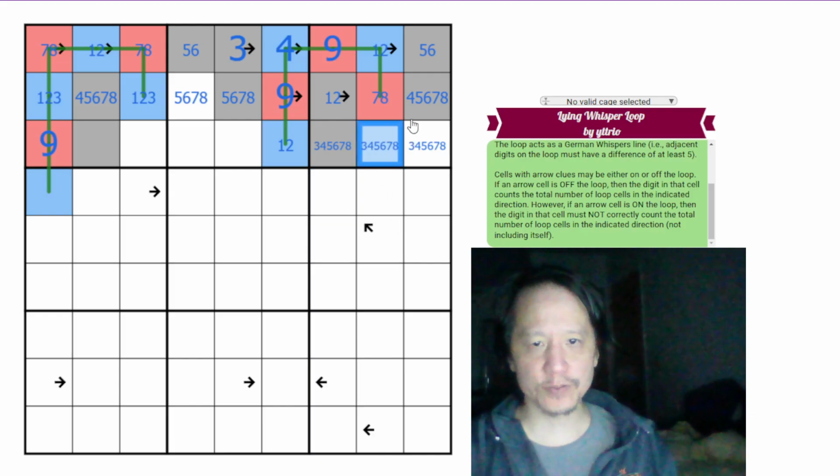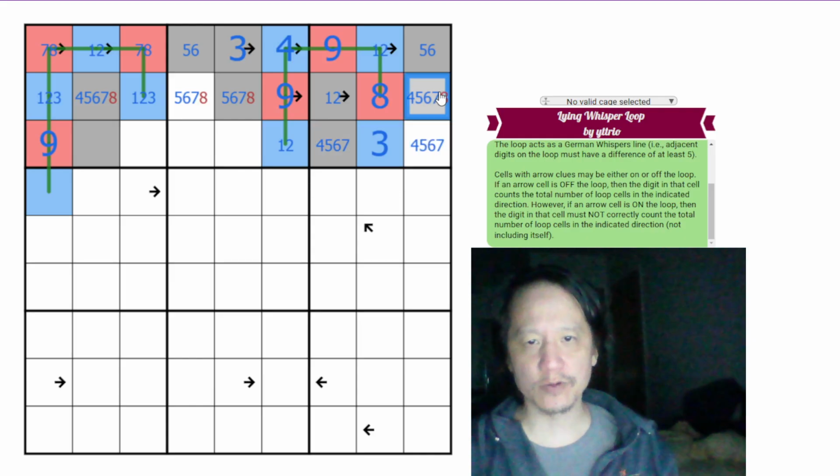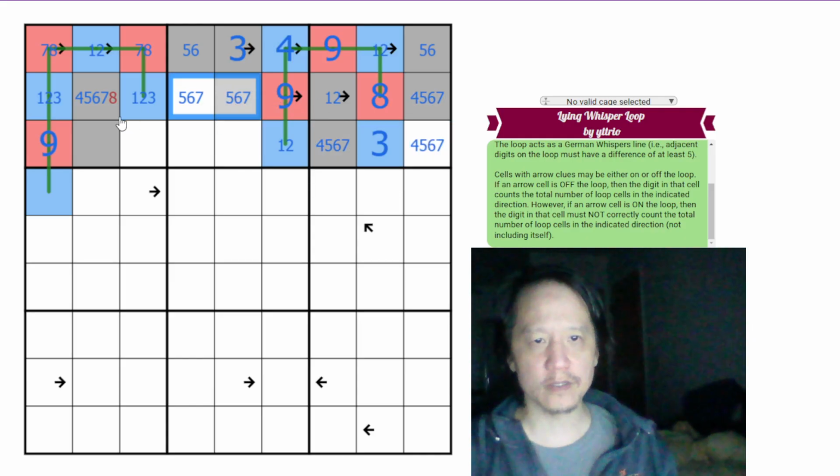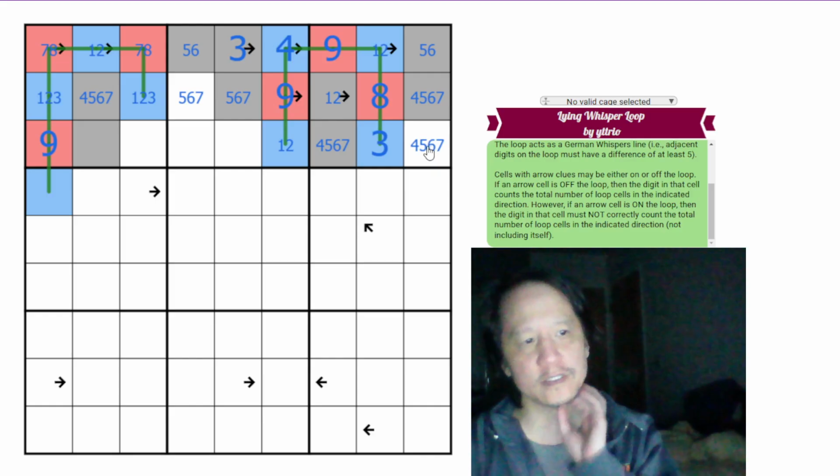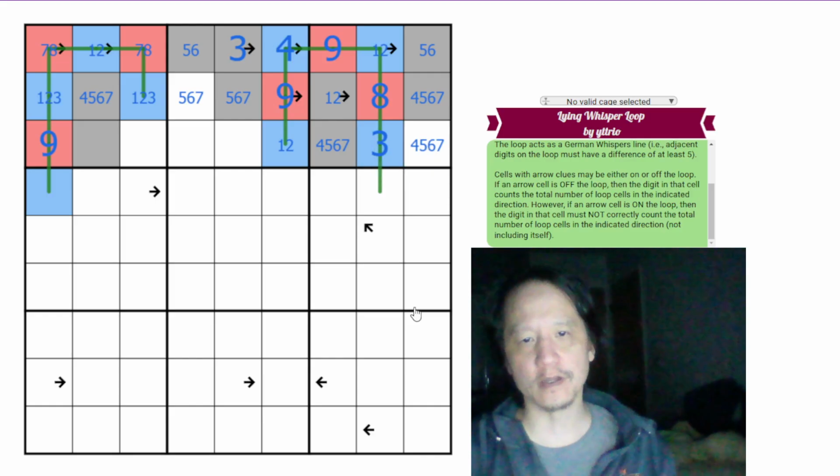So this is 3 and 8, because that's the only valid solution there. This can't be 3 or 8. This can't be 8. We have 3 here. This is 3. It continues on here. But this cannot go that way because there's no digit that's greater than 5 away. So this has to be a 9.